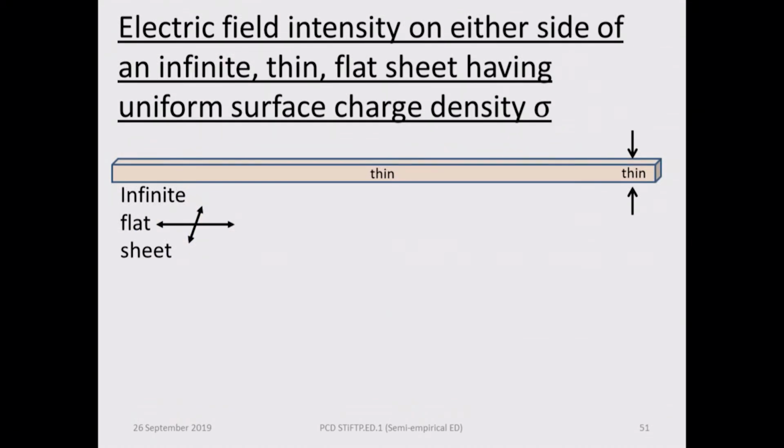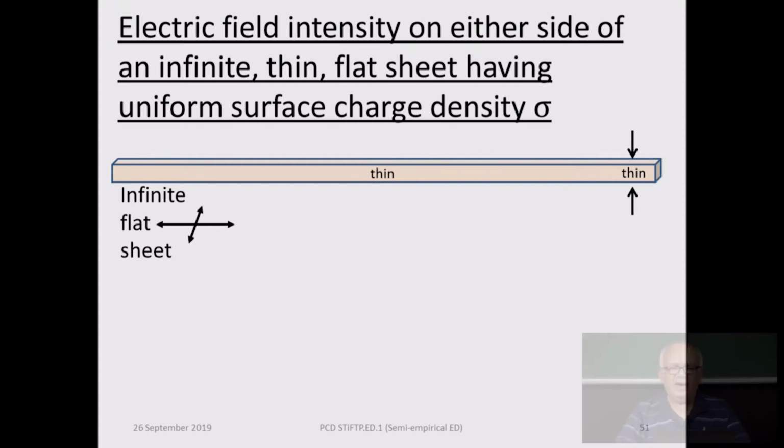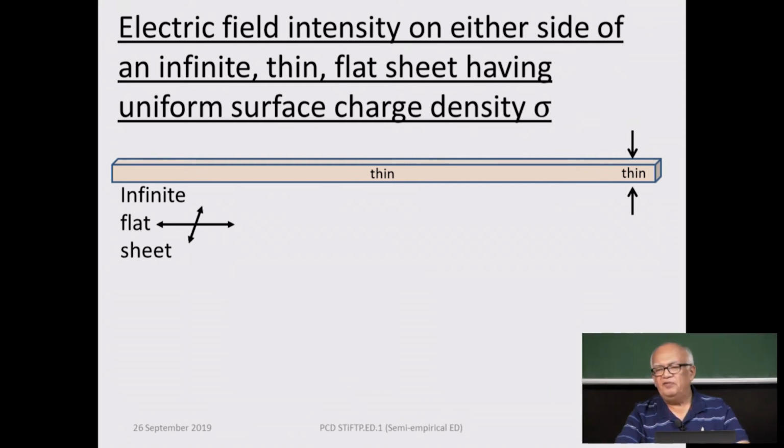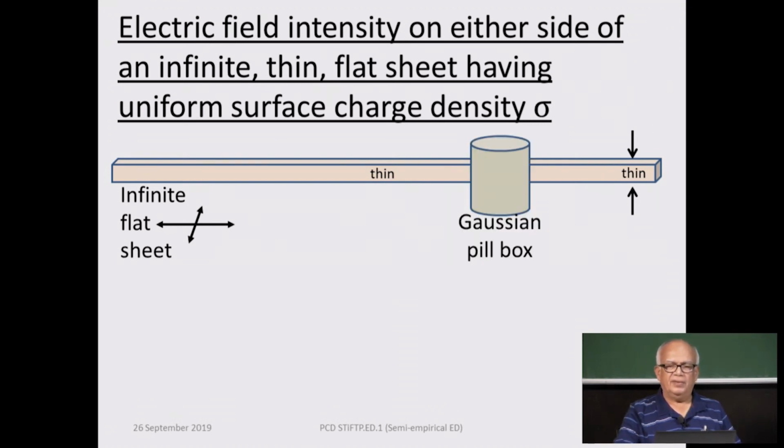What about the electric field intensity on either side of an infinite charge sheet? So, you have got a charge sheet which is flat, it is thin, and you are asking what is the intensity above the charge sheet and below the charge sheet. So, it is infinite. So, you construct a Gaussian pillbox.